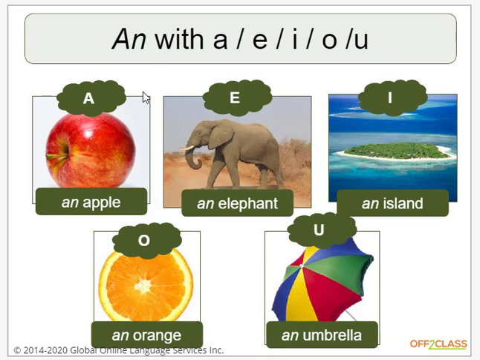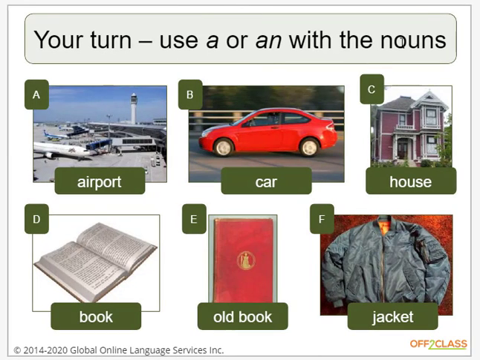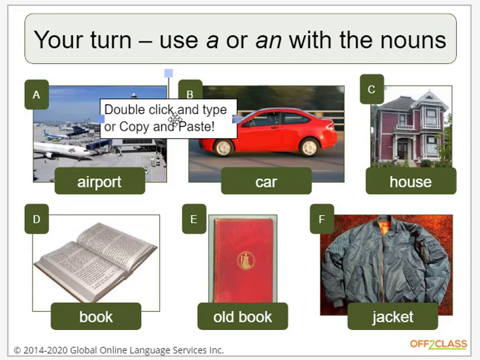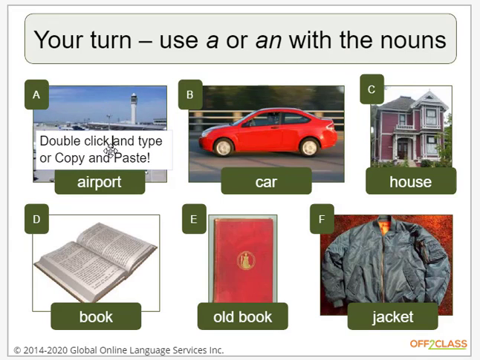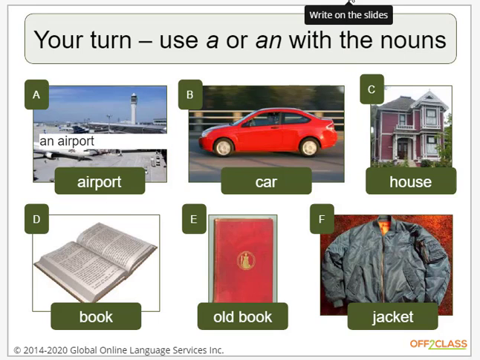So here's some more exercises, right? We use an apple, an elephant, an island, an orange, an umbrella. So here I want you to practice. Either you're going to use a or an with these nouns. Is it a airport or is it an airport? It's an airport because it starts with a vowel. It starts with an A.